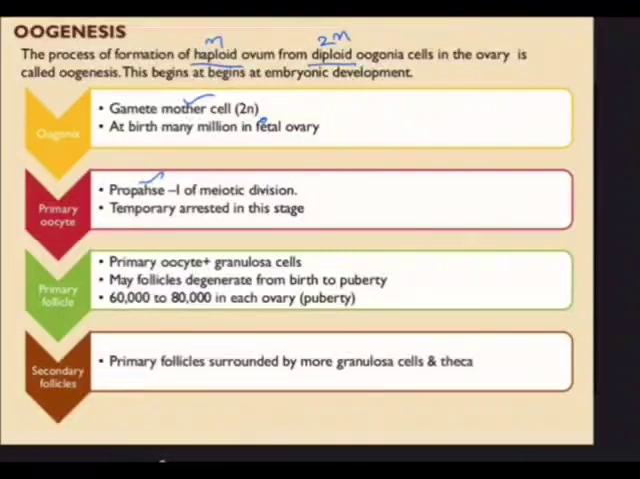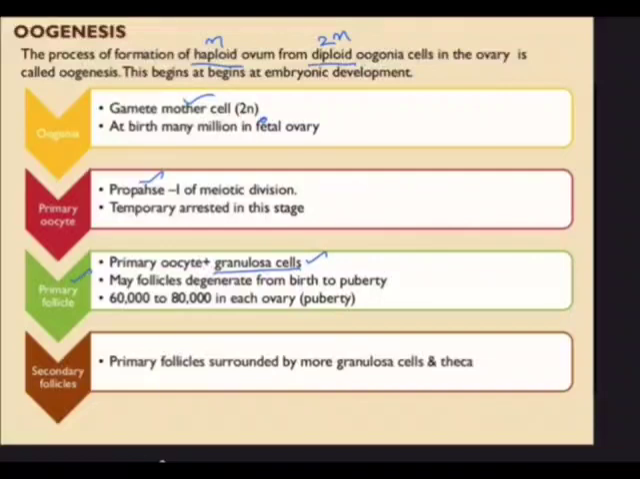This primary oocyte is surrounded by many granulosa cells, something like epithelial cells, and these surround the primary oocyte and form primary follicles. At the age of puberty, at the age of biological maturity, 60,000 to 80,000 will be present in the ovary of a female. Of course, thank God, only some of them get fertilized, and thank God that even with that, our country has got 130 crores population.